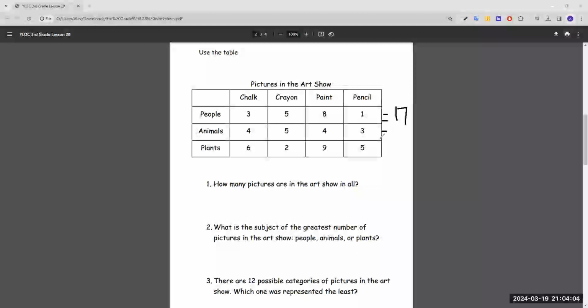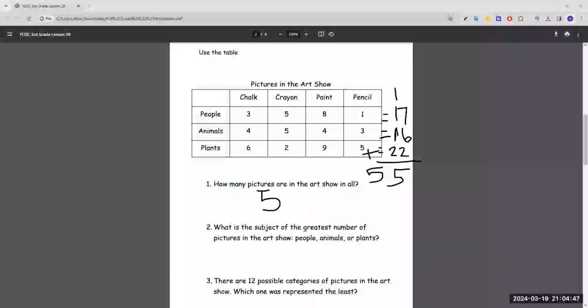Now the animals, 4 plus 5 plus 4 plus 3. 4 plus 5 is 9, plus 4 is 13, plus 3 is 16. And plants, 6 plus 2 plus 9 plus 5. 6 plus 2 is 8, plus 9 is 17, plus 5 is 22. So now let's just add all three of these numbers. 7 plus 6 plus 2 is 15. 2 plus 1 plus 1 is 5, which means there's 55 pictures in the art show in all.